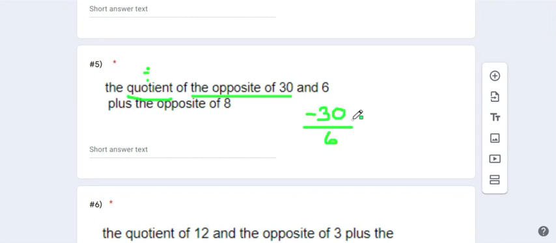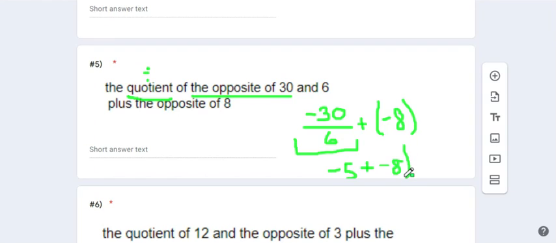Then it says plus, I'm going to put a plus sign, plus the opposite of 8. So the opposite of 8 is negative 8. Okay, now I'm just going to follow order of operations to solve this. So I need to divide first, which would be this stuff right here. Negative 30 divided by 6, that's negative 5, right? Because they have different signs, I would say negative 30 divided by 6 is negative 5. So negative 5, and I still need to add negative 8. So I'm going to put plus negative 8.